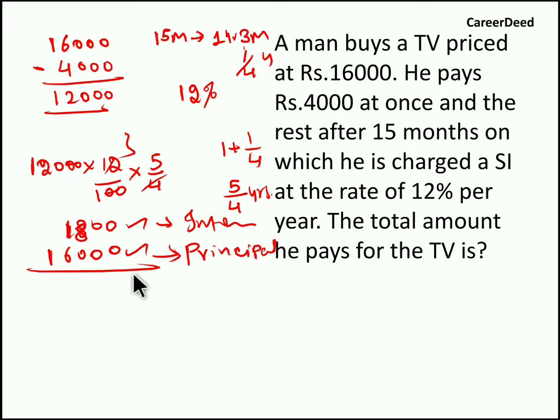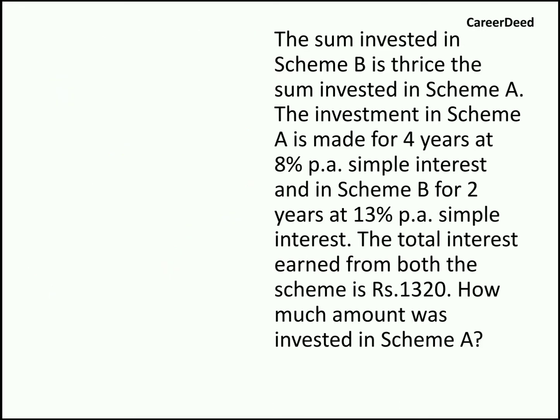Now you have to find the total amount. So just add it, you get 17,800. So 17,800 rupees is the total amount he paid for the TV. So the simple concept, simple interest. Hope you understood, right? Moving to our 5th question.